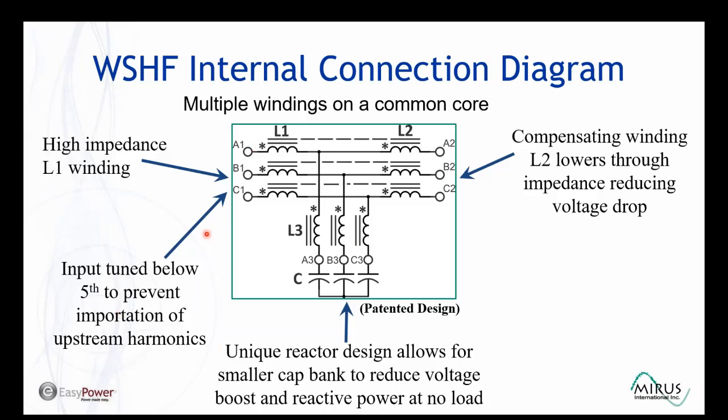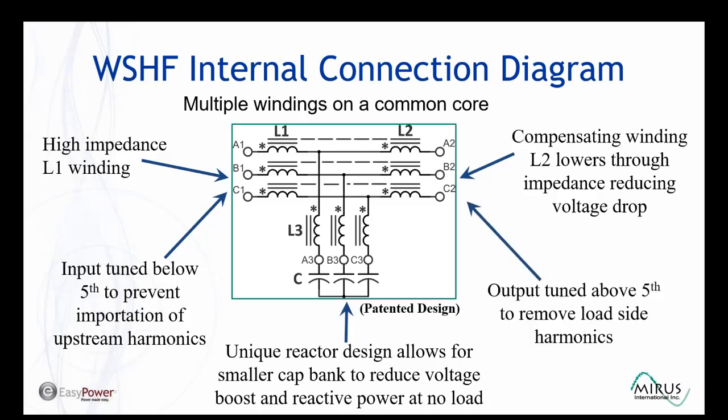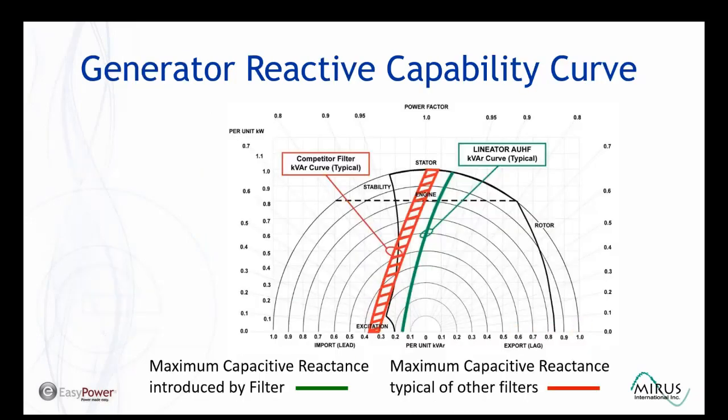On the input side, we're tuned below the 5th harmonic so that we don't import harmonics from upstream. The harmonics that are present on the power systems in 3-phase applications, probably 5th, 7th, 11th, and 13th, and so on. So we're tuned below that to ensure that they don't get attracted into the filter. And on the output side, we're tuned above the 5th to remove the harmonics generated by the variable speed drive load.